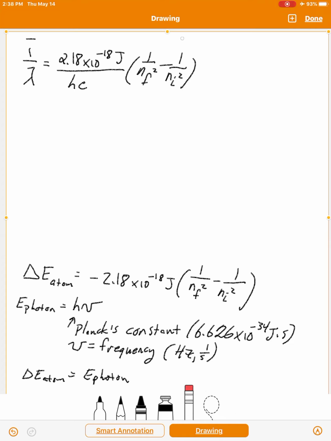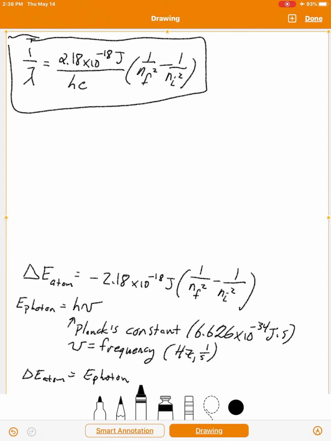Okay, so here's another form. This is another form of the equation that can be pretty useful. If you're doing a problem where they want you to determine the wavelength of light that's emitted, a particular line from the spectrum of hydrogen, this is not a bad equation to use because it's got wavelength in it already. So that could be pretty useful.